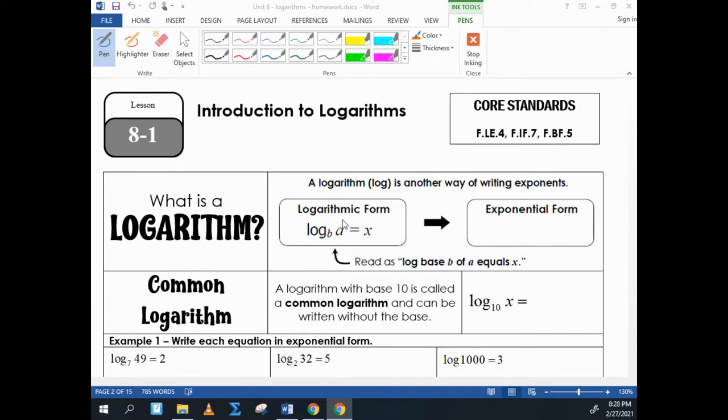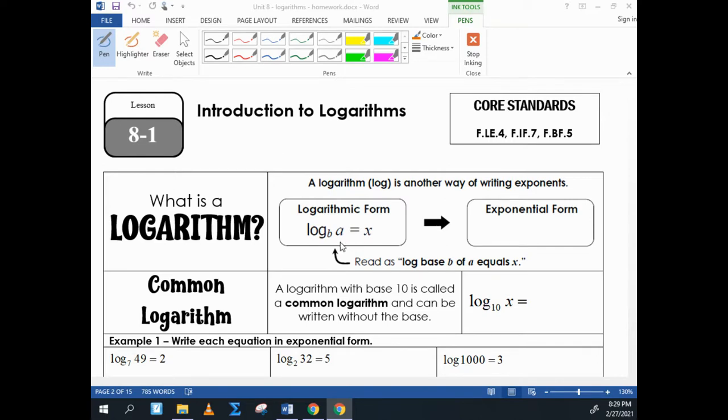Okay, so we have two forms. When we're talking about a logarithm, we can write it in logarithmic form. And this is how it's read. We say the log base b. B is kind of a subscript. It's just a little bit smaller and lower than the log. So log base b of a is equal to x is how you say that.